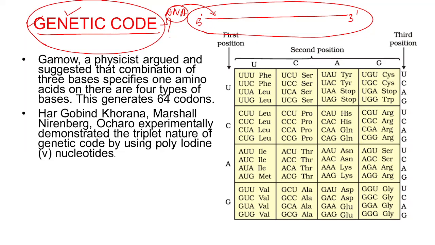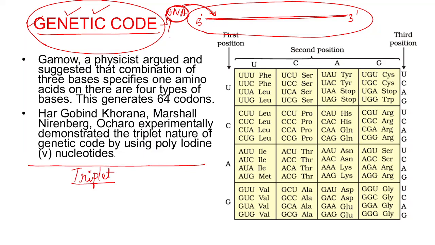I repeat the point here. By means of transcription, the mRNA will be formed, that means copying of genetic information from DNA to RNA takes place by transcription. When the mRNA is formed, it will have the coded information from the DNA, and that coded information will be in the form of genetic code. And this genetic code will be triplet in nature. That is the first point.